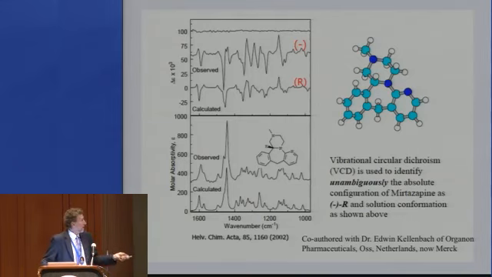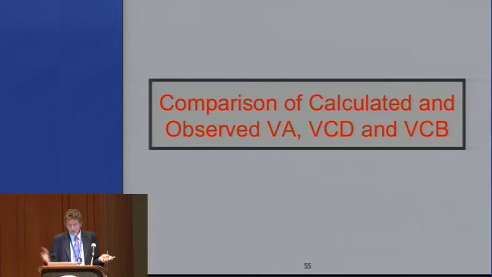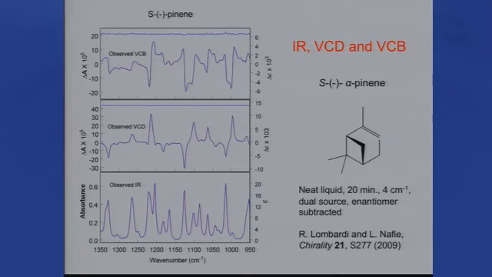You can essentially calculate IR and VCD beautifully with no adjustable parameters. Your choice of basis set and bandwidth is all you have to do. We also, this is just a curiosity, with Rosina Lombardi, I published a paper in Chirality in 2009 where in addition to VCD and IR, we added the optical rotatory dispersion spectrum, or the vibrational circular birefringence.